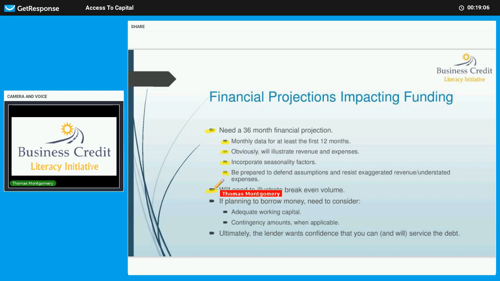The reason I bring that up here is you have to know your break-even volume. If nothing else, how many units of whatever it is you're selling or doing or making do you need in a given month to be able to break even, to pay your bills? And if you don't know that right off the top of your head, that's really a red flag. When we're borrowing money, we don't want to just think about the equipment we need or the inventory or whatever it is.